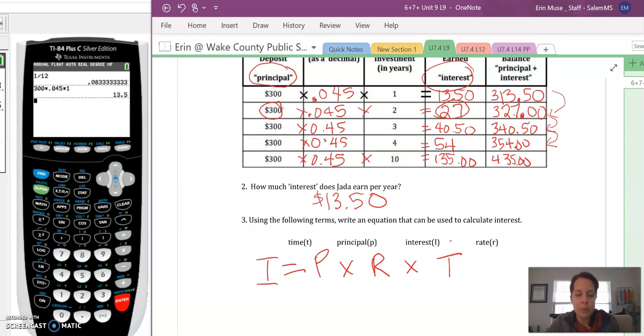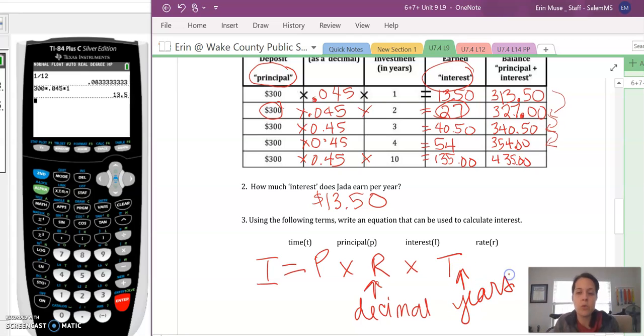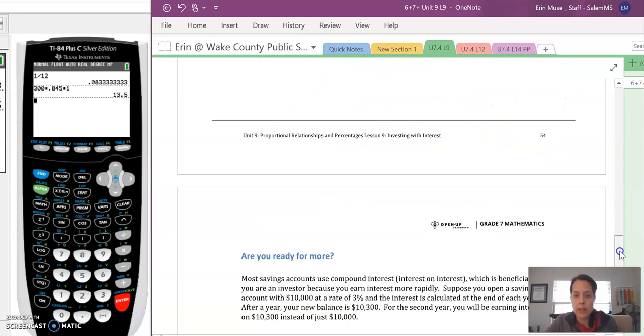But we're keeping it with the simple interest. The thing to remember is that your rate has to go in as a decimal, and then your time has to go in as years. So if they provide you with time in terms of months, you need to convert it to years, which is why we did that beginning exercise. Make sure that you've written that formula down because we're going to use that in the next activity.